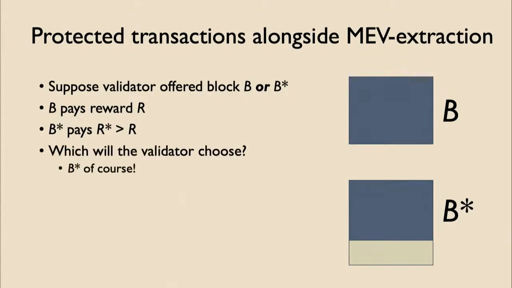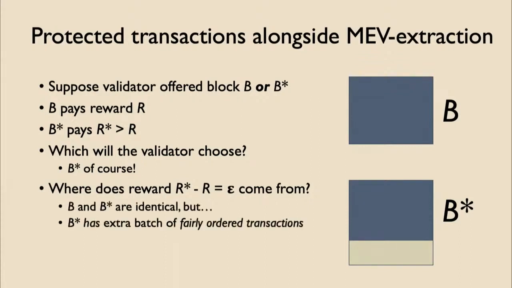Well, the validator would of course choose B star. And where is this extra revenue coming from? This extra revenue is coming from the epsilon transaction fees that these protected transactions might pay. And these transactions, through the design of Prof, are kept completely confidential throughout the supply chain. And so they remain protected from any MEV extraction.